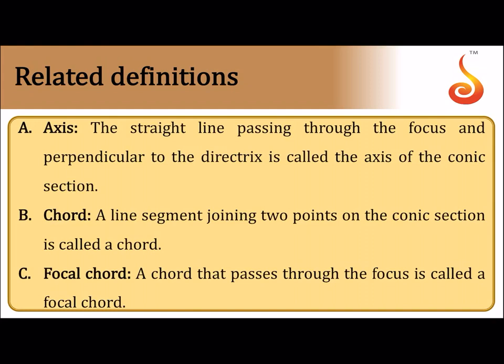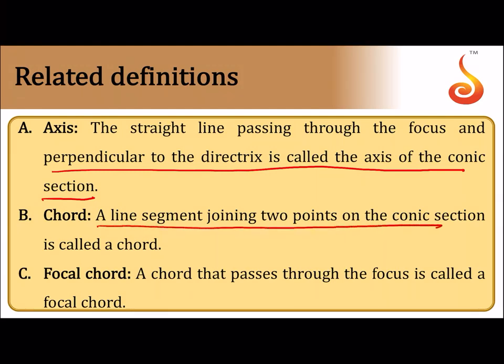Axis: a straight line passing through the focus and perpendicular to the directrix is called the axis of a conic section. Chord: a line segment joining two points of a conic section is called a chord. This AB is called a chord. Focal chord: a chord that passes through the focus is called a focal chord.